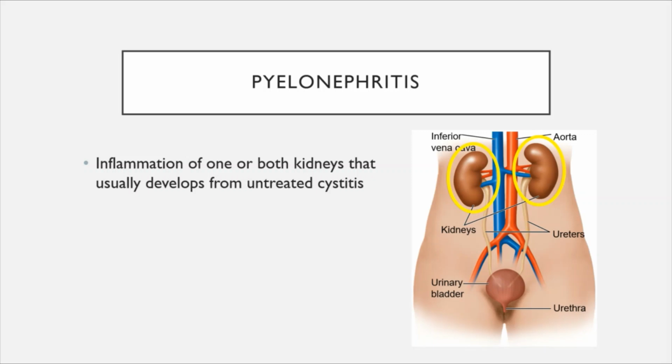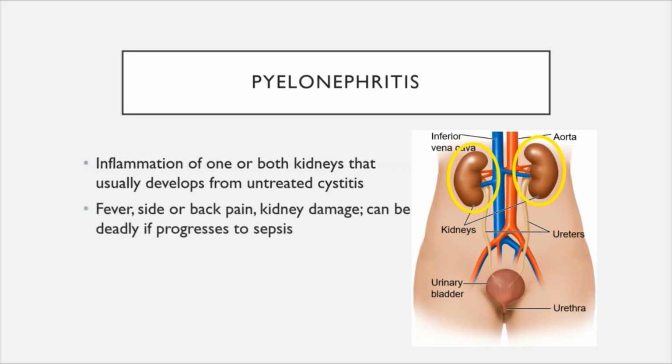Next, we have pyelonephritis. This is inflammation of one or both of the kidneys that usually develops from the progression of an untreated UTI. So if someone has a UTI that is not addressed, then the infection can spread and progress up to the kidneys, and this is a much more serious type of infection. It's characterized by a fever, pain in the side or the back that is radiating from the kidney itself, as well as kidney damage. It can also be deadly if it progresses to sepsis and is not treated expediently.